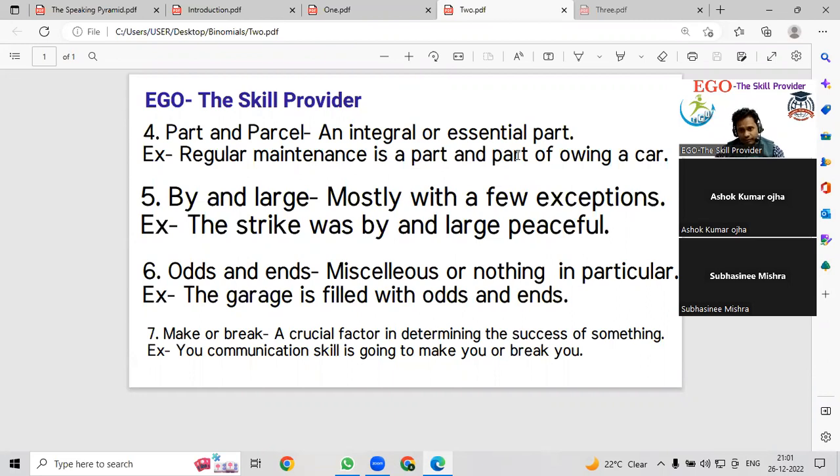Anything and everything, all I can say guys, your hard work, your honesty is going to make you or break you. Your behavior is going to make you or break you. What do you mean by that? That means it is one of the very crucial factors determining the success in something. Suppose you are living in a society. If your behavior is not good, nobody is going to mingle with you. They'll dislike you. Oh, this is a very bad guy. Don't mingle with him.